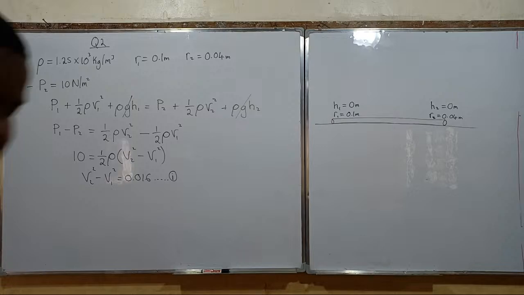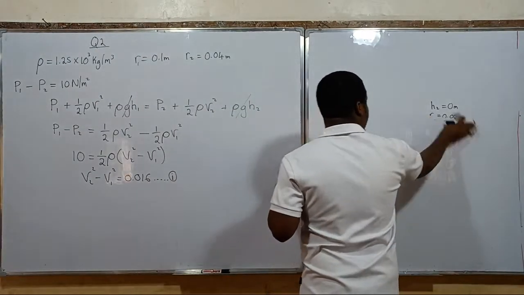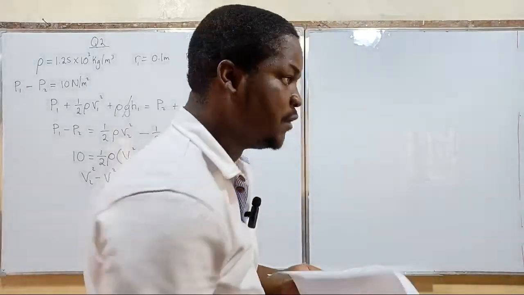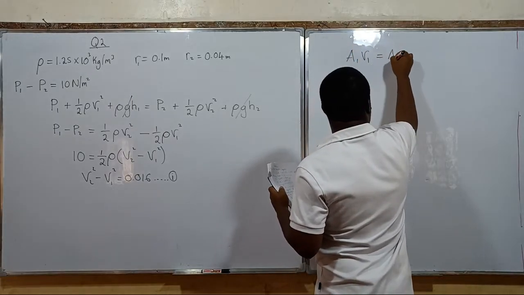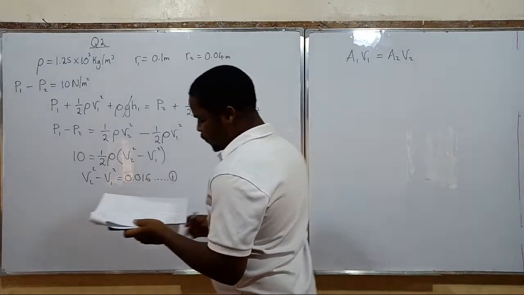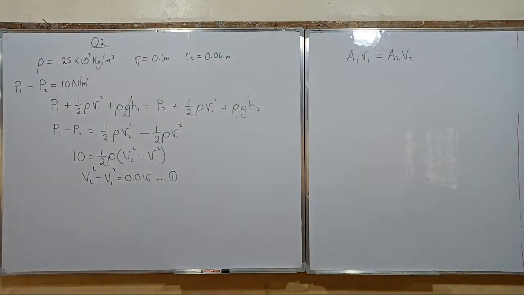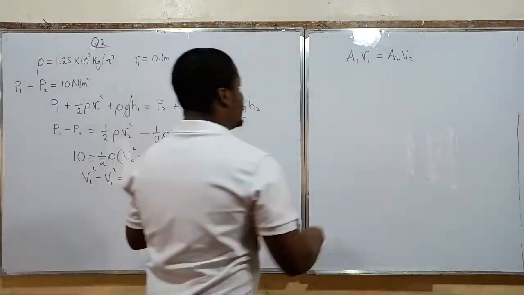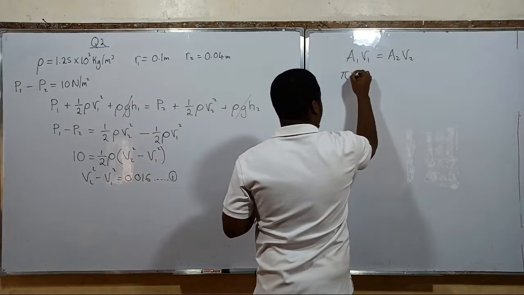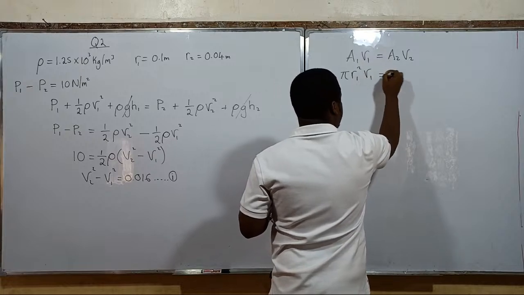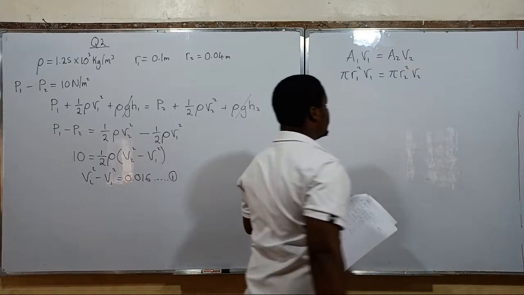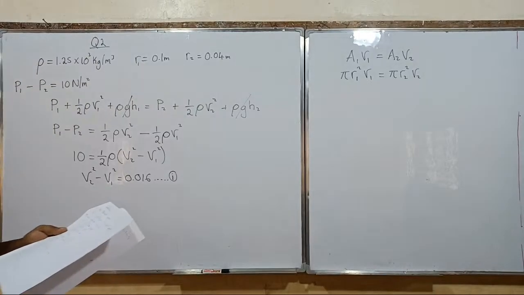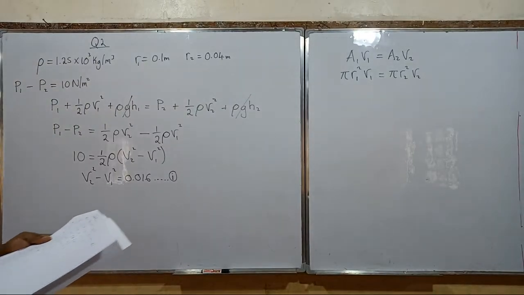Remember the equation of continuity, which says area times velocity. Area 1, velocity 1 is equal to area 2, velocity 2. Now we're going to do the substitutions. We know that area is pi r squared. So for this one, pi r1 squared and velocity 1 is equal to pi r2 squared and velocity 2. We can get rid of pi by dividing both sides by pi.